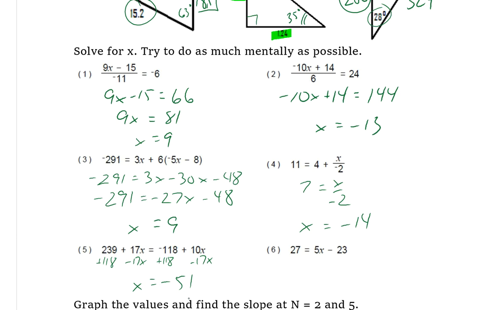Last one here, add 23 to both sides, no big deal. So we'll do that. And of course, 27 plus 23 is 50, which is equal to 5x. And of course, then x is equal to 10. That's pretty straightforward. Now, again, none of this is actually past grade 9 math. It's just getting back into the flow, getting back into the habits and that type of stuff.